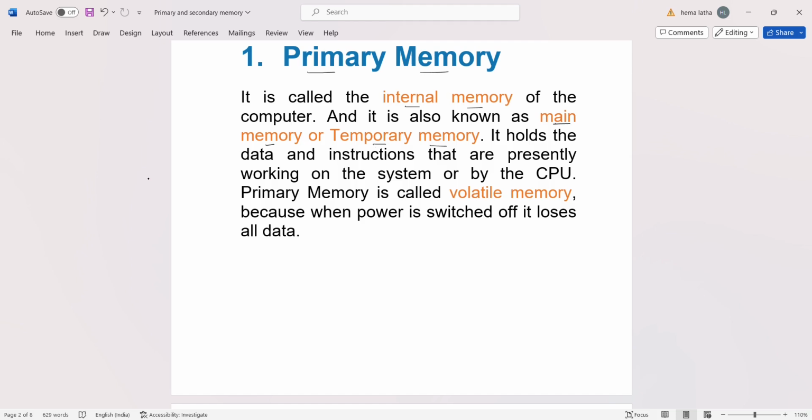The data and instructions currently working on the system, suppose the CPU is taking that instruction, it will save that. Once the process is over, it will not store it. That's why it is called the temporary memory. And moreover, it is also called volatile memory. This is a new term for you. What is volatile? Volatile in the sense once the power is switched off, immediately the information will be lost. The data will be lost. So that is why it is called volatile. So it totally depends upon the power, right?